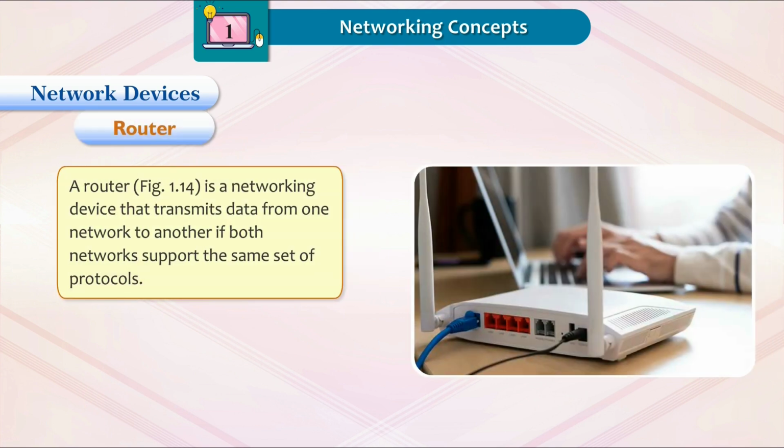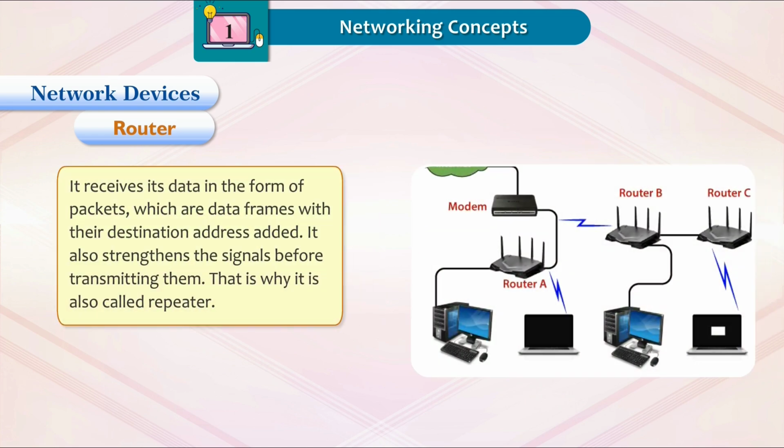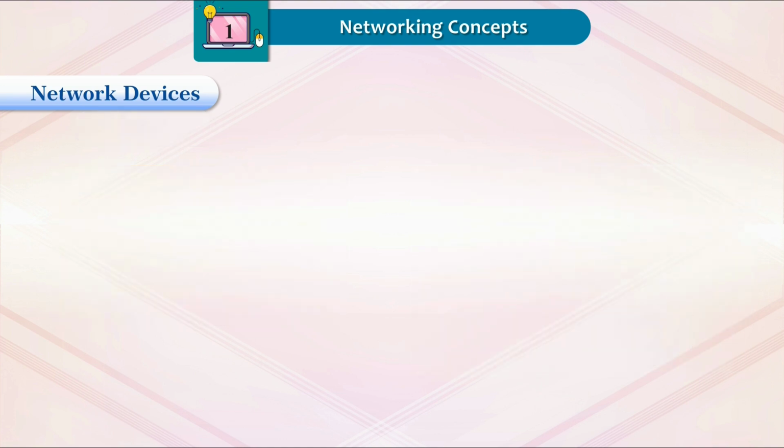Router. A router is a networking device that transmits data from one network to another if both networks support the same set of protocols. It receives its data in the form of packets, which are data frames with their destination address added. It also strengthens the signals before transmitting them. That is why it is also called repeater.